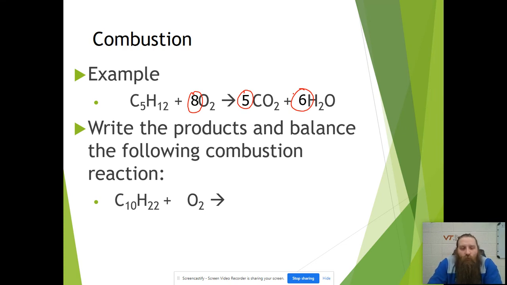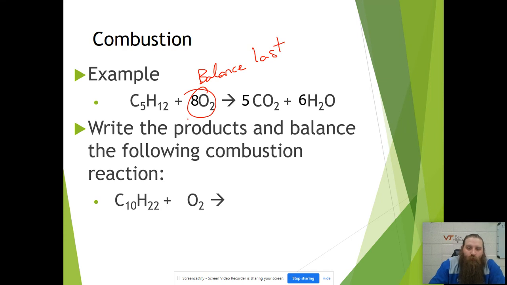When you do combustion balancing, you can get much bigger coefficients. I mean, things like 17s and 14s are not uncommon. It's really, really important that you try to leave O2 to the very end, right? Always balance it last, all right? So now let's actually do one of these.